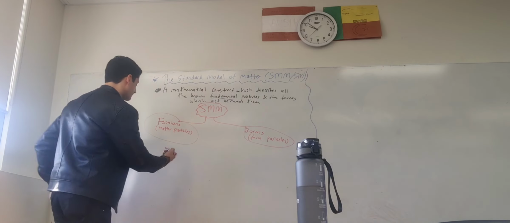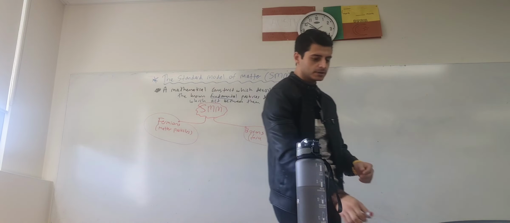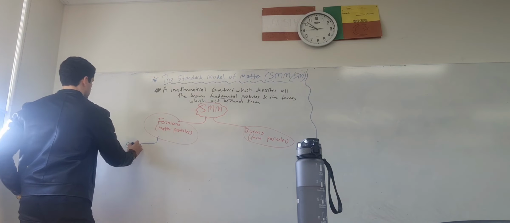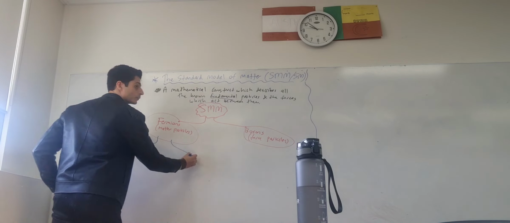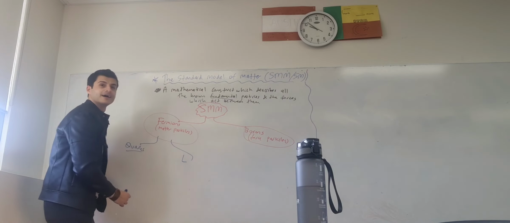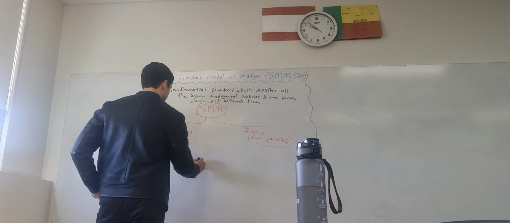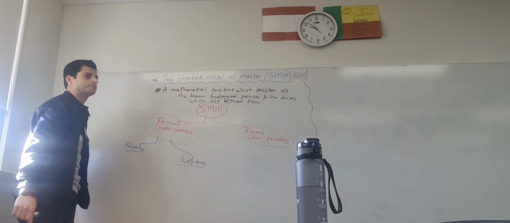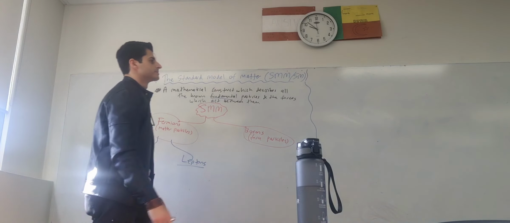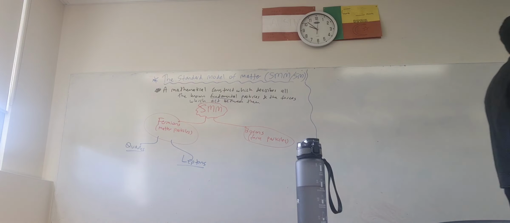Oh, the fermions, okay. Now, fermions can be broken up into two subcategories. You got things called quarks. You don't remember what the other ones are? Leptons, yeah. Quarks, leptons. Okay, and there's 6 of each. 6 of each, quarks, leptons.